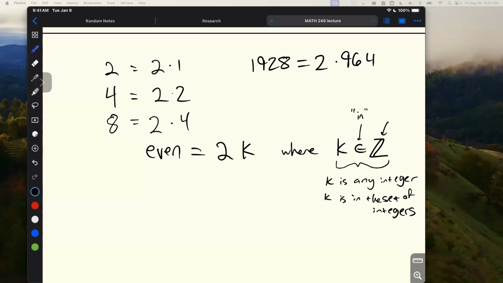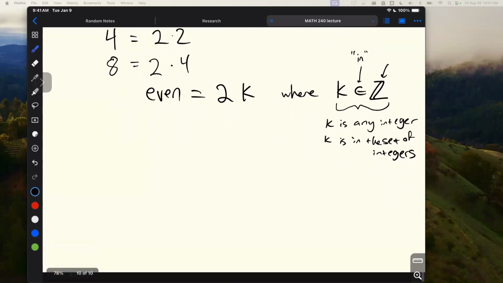So k is in the set of integers. So this is how we're going to write an even number. It's just 2 times whatever.